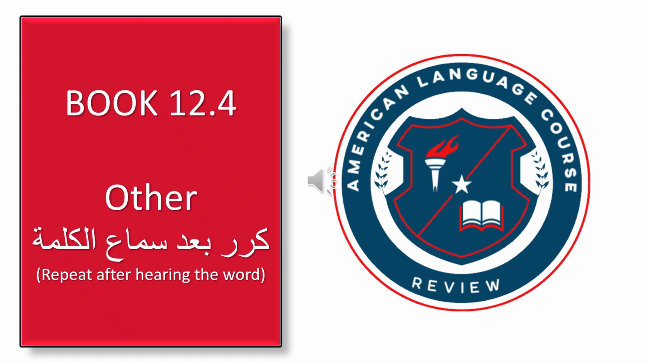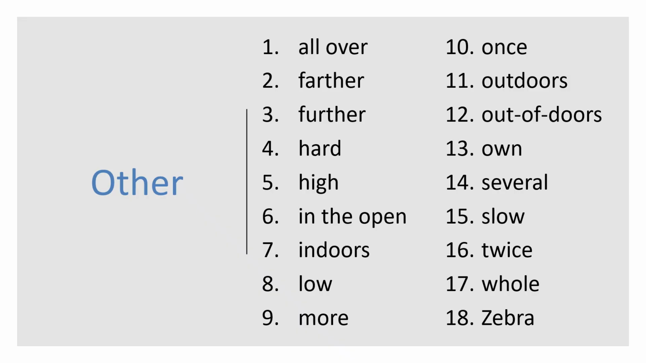Book 12, Lesson 4. Other words. Repeat after hearing the word. Other words. Number 1. All over. Farther. Further. Hard. High. In the open. Indoors. Low. More. Once. Outdoors. Out of doors. Own. Several. Slow. Twice. Whole. Zebra.